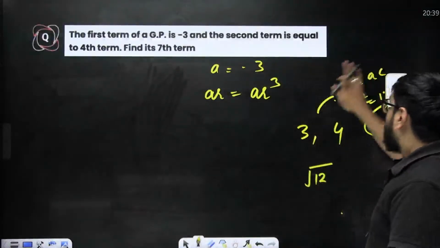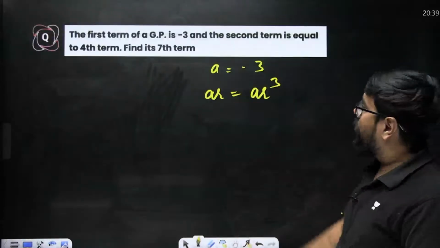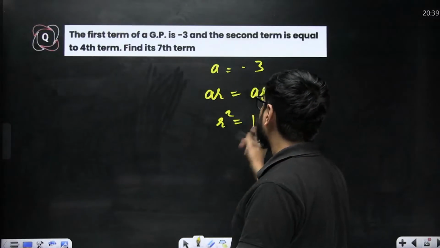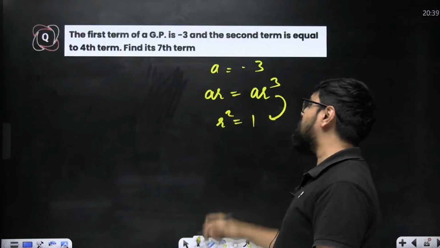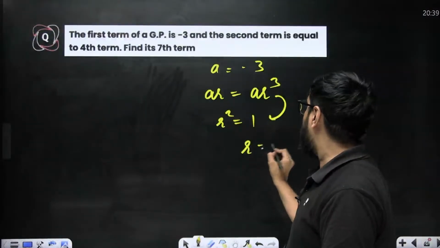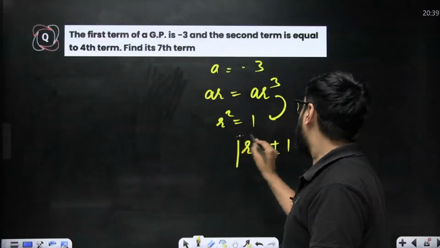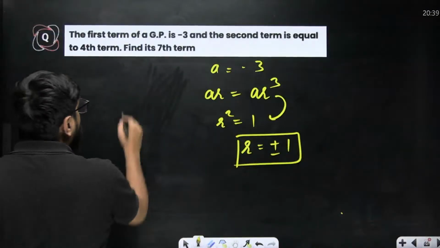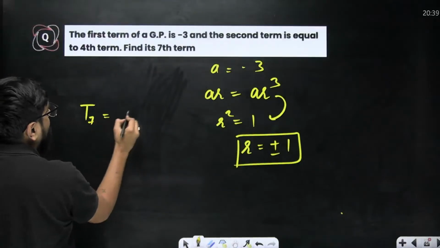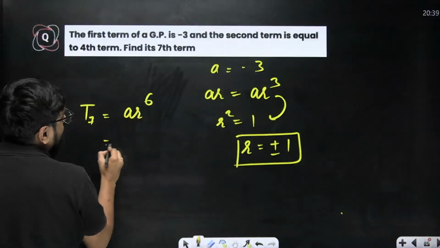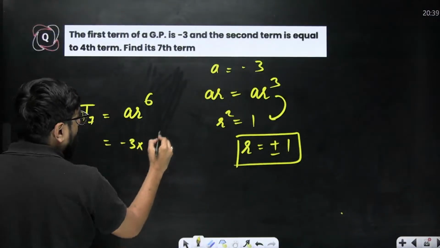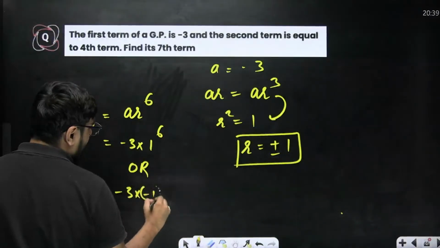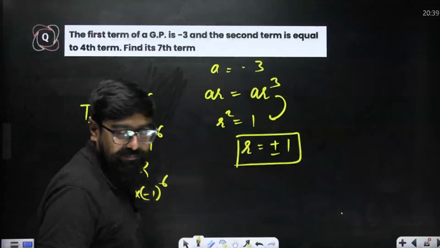Okay, right? Here, what to do? AR cube equals AR, so R square is equal to 1. A cancelled, R square is equal to 1. So R will be equal to plus or minus 1. Either R can be plus 1 or it can be minus 1. So the seventh term, T7, will be equal to what? AR to the power 6. That means minus 3 into 1 to the power 6 or minus 3 into minus 1 to the power 6. Both are going to be the same because the power is 6.